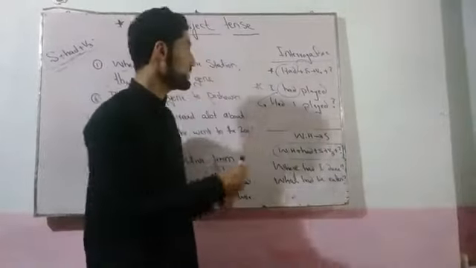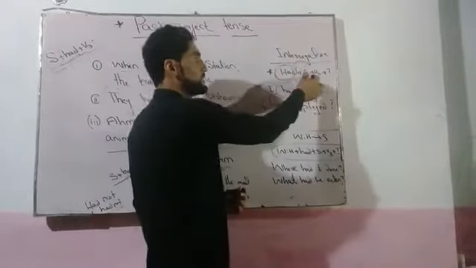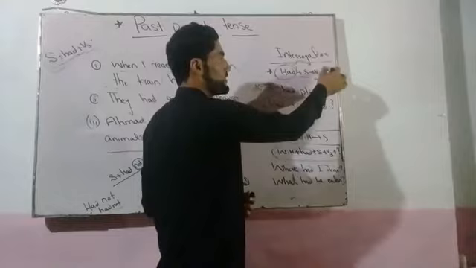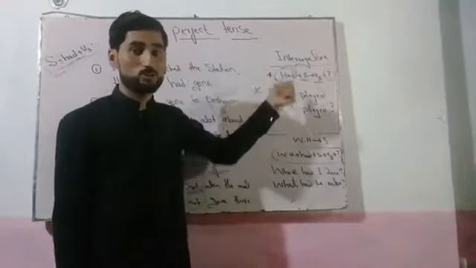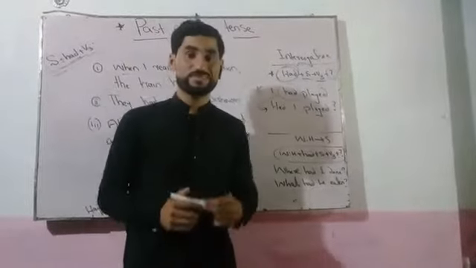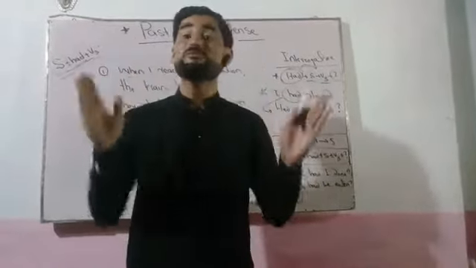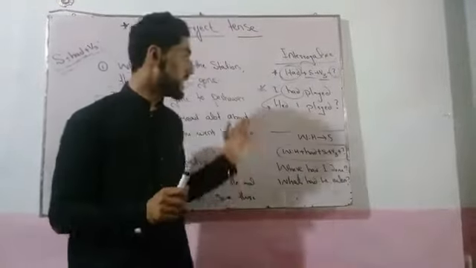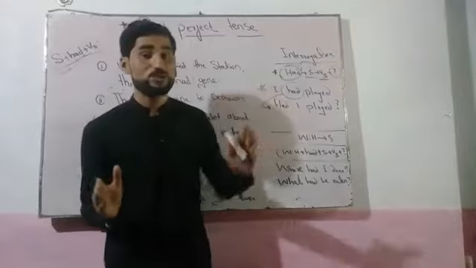You have to bring only had at the beginning of the sentence, and then the subject, and then the main verb, and then the sign of interrogation. So this is the way how to make an interrogative structure sentence. Now is the time to teach you how to make negative and interrogative structure sentences. It's very simple, very easy. Just as I taught you guys in my previous video.